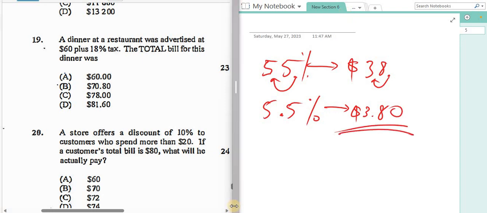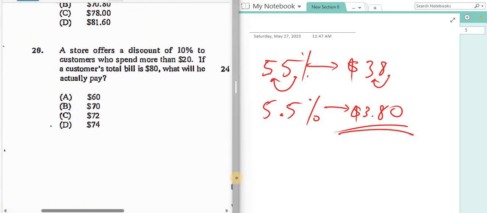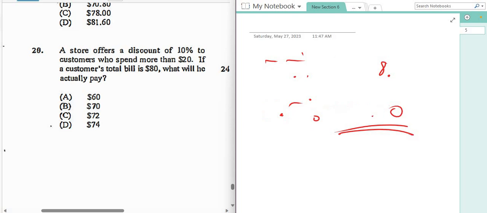Anyways, let's go down to the next one. Use whatever method you're comfortable with, right? First method. I go for the shortest ways. Once I find a short way, I stick to it.